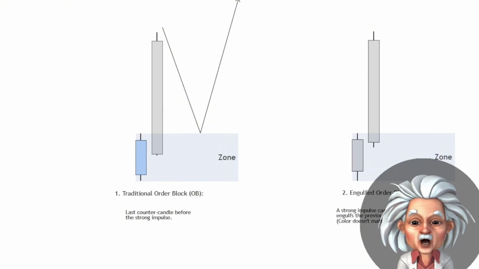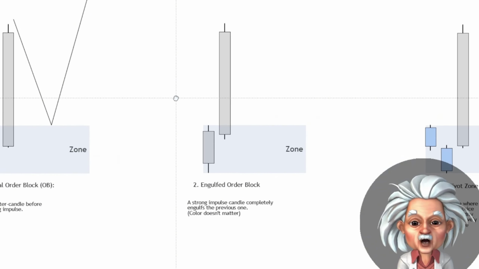It's the traditional order block, basically the last counter candle before the strong impulse. And this is the way you draw it. You draw it from the top wick to the bottom wick. Let's move on to the next one.